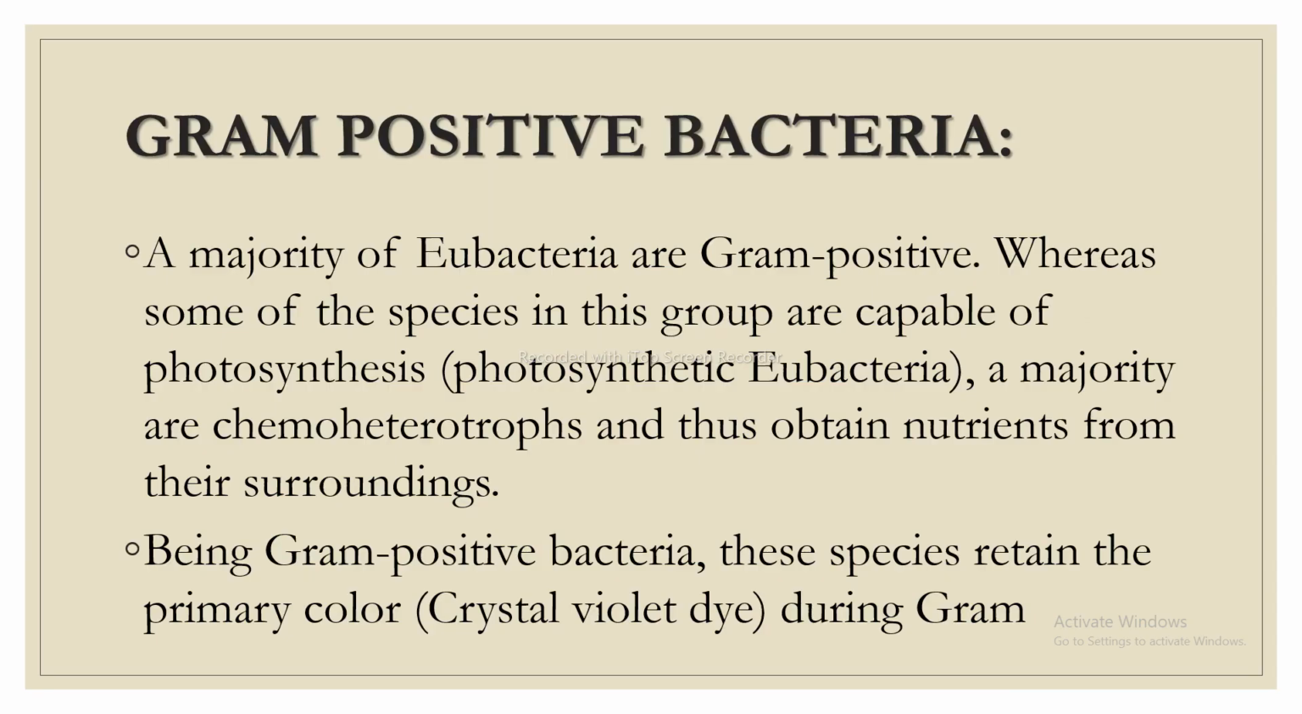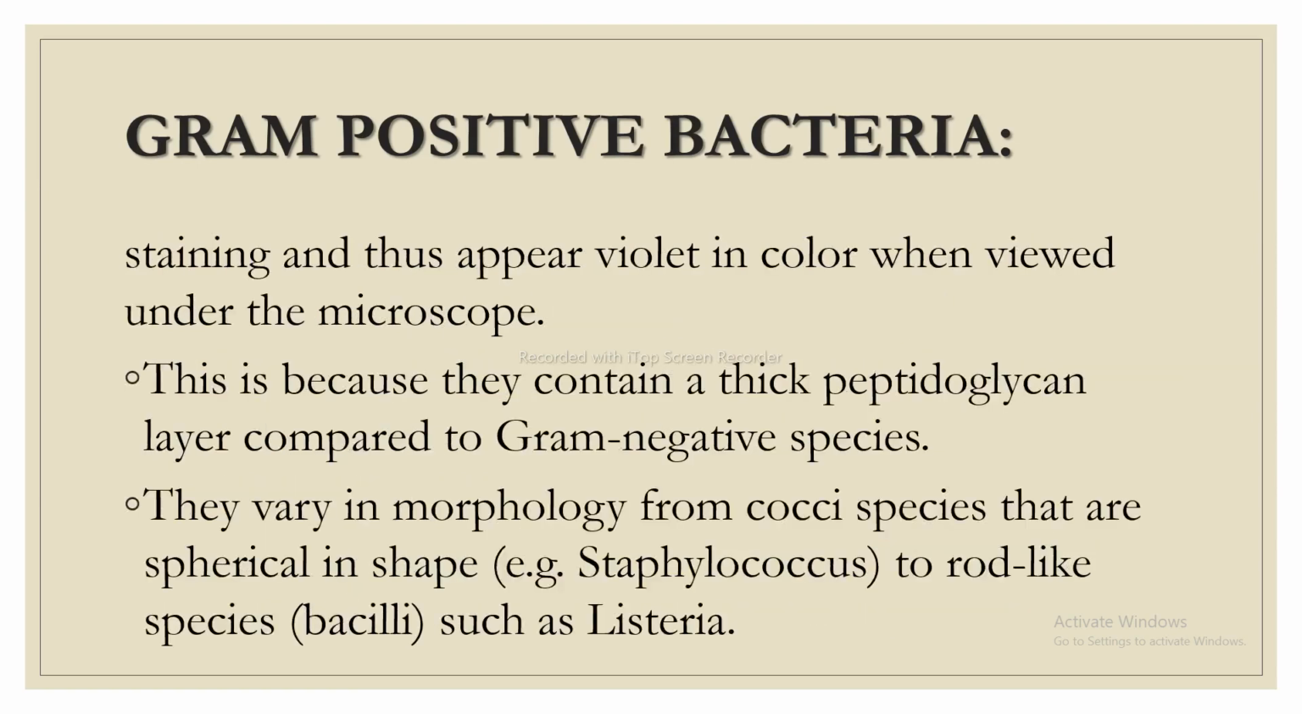So next I am going to discuss gram-positive bacteria. A majority of eubacteria are gram-positive, whereas some of the species in this group are capable of photosynthesis, which are called photosynthetic eubacteria. A majority are chemoheterotrophs and thus obtain nutrients from their surroundings. So being gram-positive bacteria, these species retain the primary color, which is the crystal violet dye during the gram staining, and thus appear violet in color when viewed under the microscope.